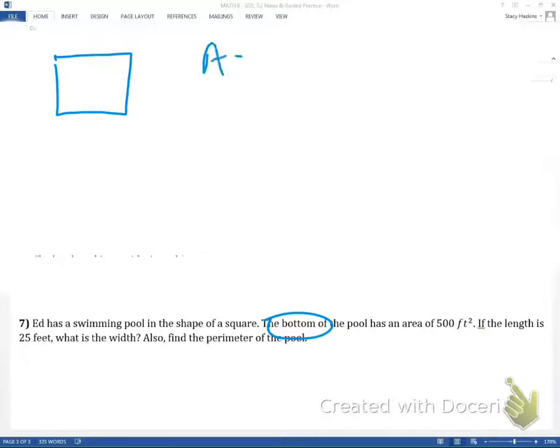So we're given area equals 500 feet squared. If the length is 25 feet, what is the width? Also, find the perimeter of the pool. This is a two-step question. So they first ask us, what is the width? And they give us the area. And then they want to know, what is the perimeter? Well, let's do one problem at a time. Before we calculate our perimeter, let's figure out what the width of this pool is.